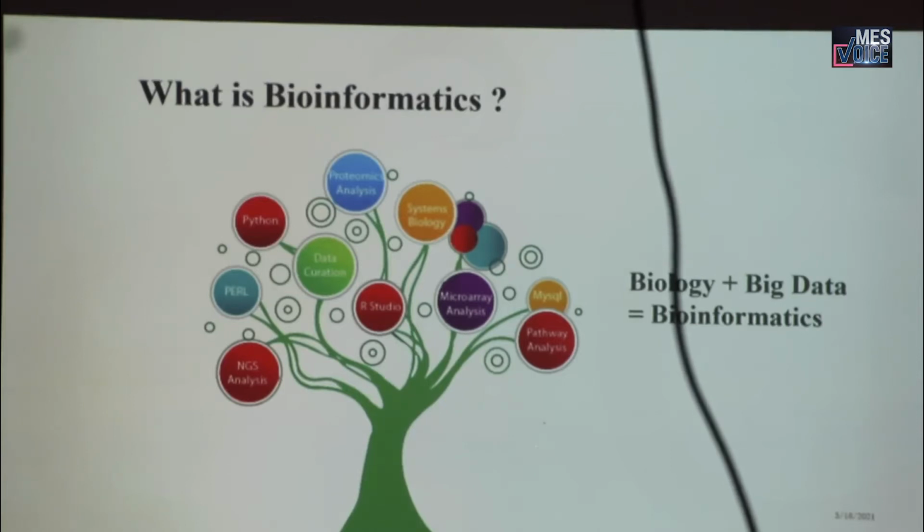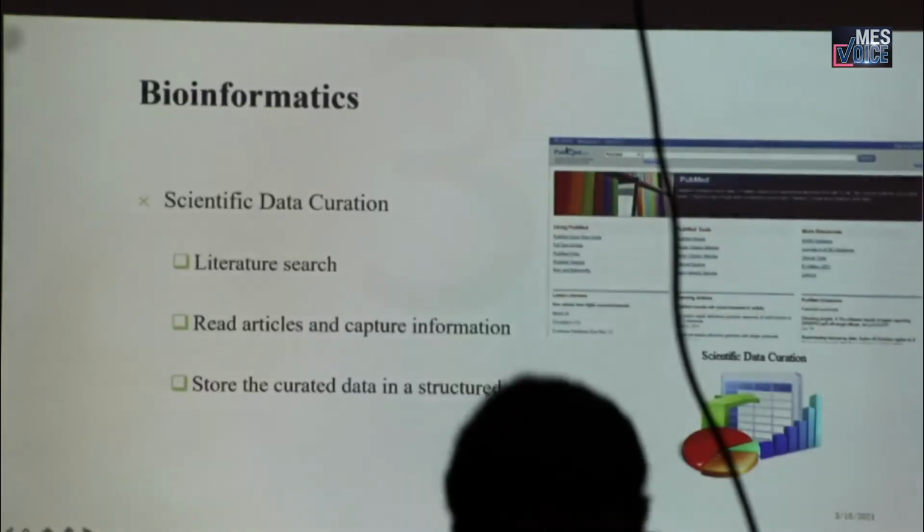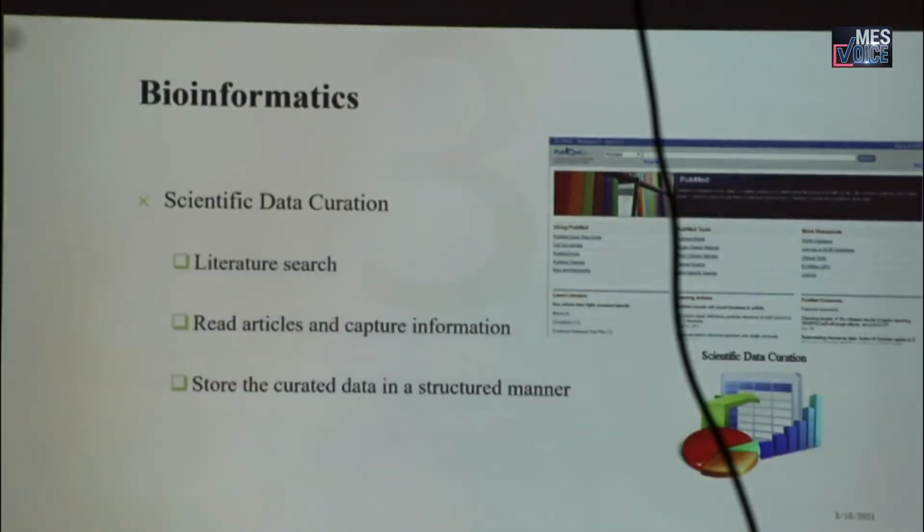So, in general, the bioinformatician knows all kinds of science, but he knows everything and is not a master of anything. Okay, so that is the basic of the bioinformatician. I'll tell you about different roles of a bioinformatician. So, first one is scientific data curation. You know, day-to-day a lot of publications are getting published.